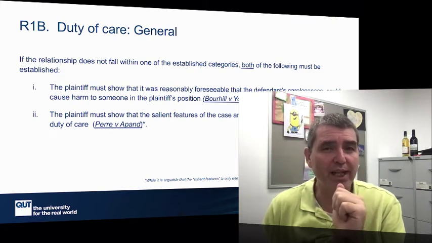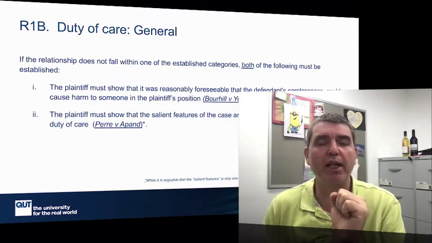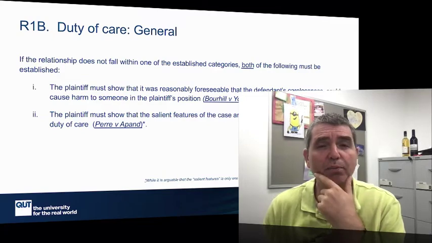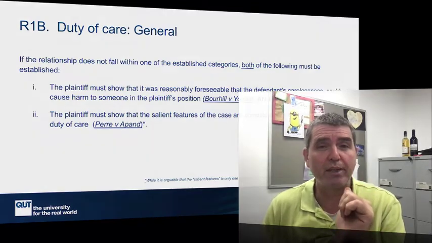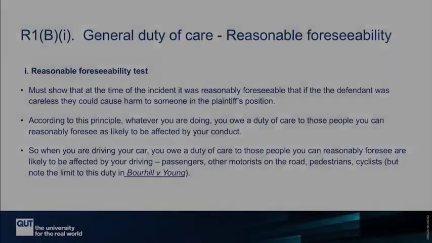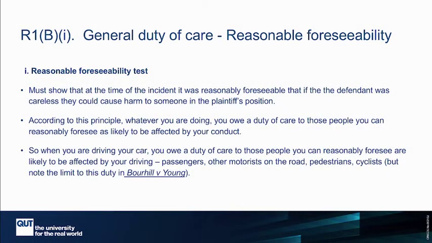So let's look at this first element, reasonable foreseeability. It's one of the most difficult to define areas of law, and courts often look at it on a case-by-case basis, but there are some principles behind it, so let's have a look. The key to reasonable foreseeability in the first element, that is whether you owe a duty of care, is whether it was reasonably foreseeable that if the defendant was careless, they could cause harm to someone in the plaintiff's position. So it's not whether they might cause harm to the plaintiff, it's someone in the plaintiff's position. So whatever you're doing, you owe a duty of care to the people you can reasonably foresee as likely to be affected by your conduct.